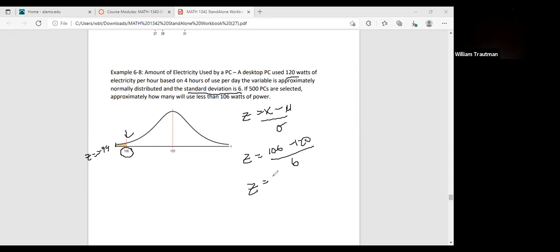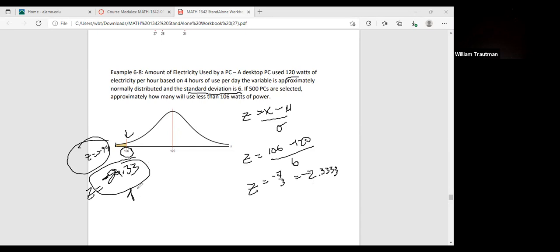And I get a Z value of -7/3. It gives me a fraction. That's the same thing as -2.33333333. If we rounded to 2 decimal places, the Z value would be -2.33. Okay, so on my calculator, I'm going to put -99 and 2.33.